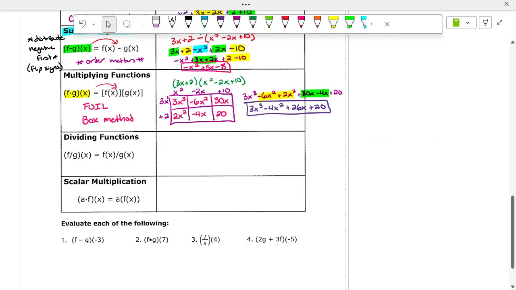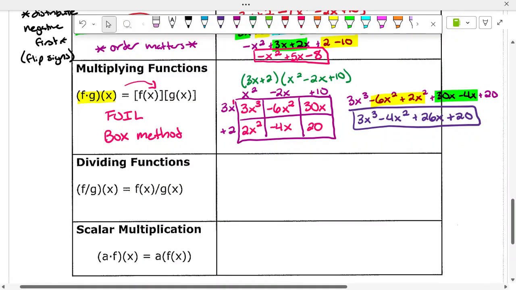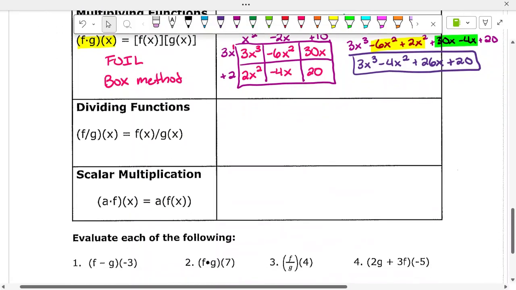So we finished off with multiplying. Now let's go into dividing. When we get to unit 3, we're going to be doing a lot more with division. But for right now, I just want you to at least be able to set it up.